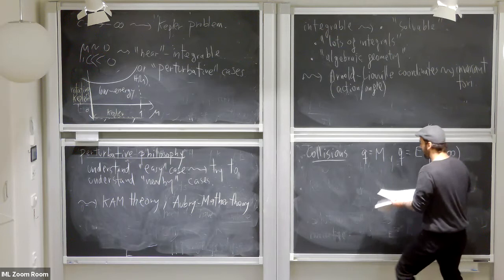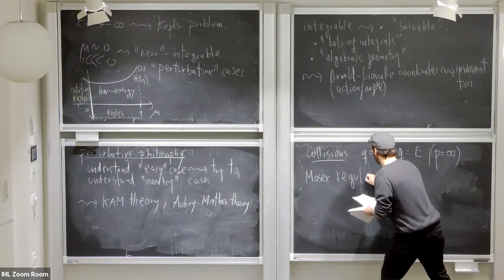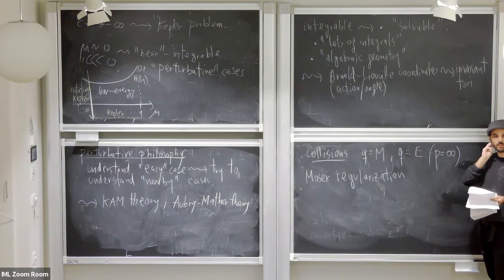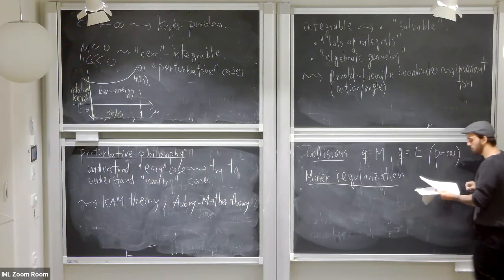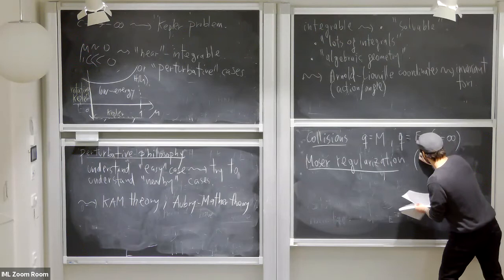So one of the recipes in order to regularize collisions is due to Moser. There are many different ways of doing this, and there's a whole literature on regularizations. But I will only want to deal with two-body collisions in this problem, right? So there are no three-body collisions or more. One of the ways to regularize two-body collisions is due to Moser. And I will do this near the Earth or the Moon or both at the same time. So this is supposed to be thought of near M or Eve.